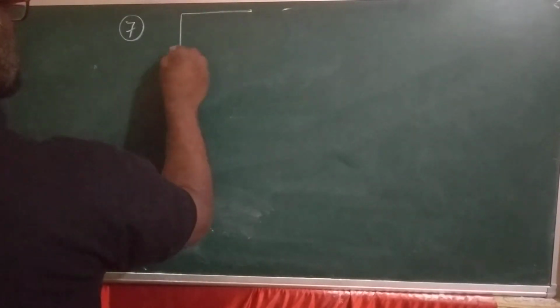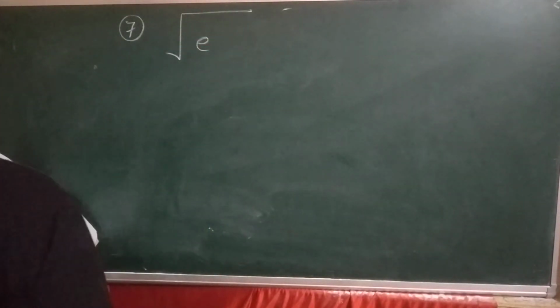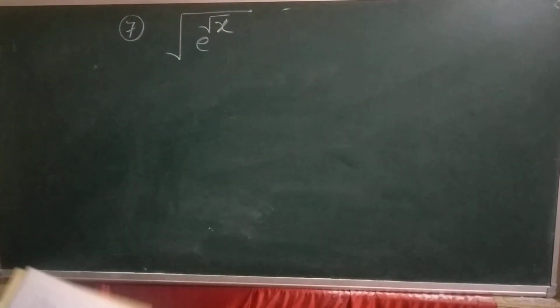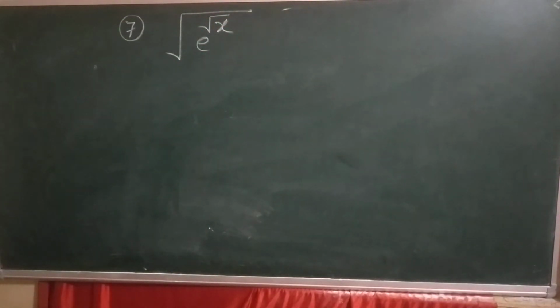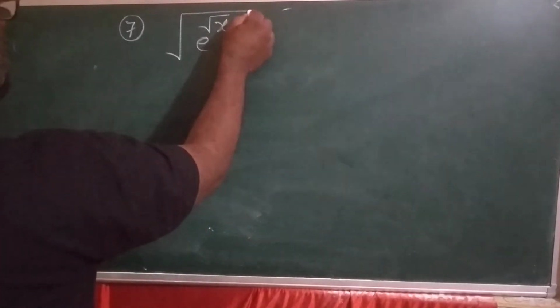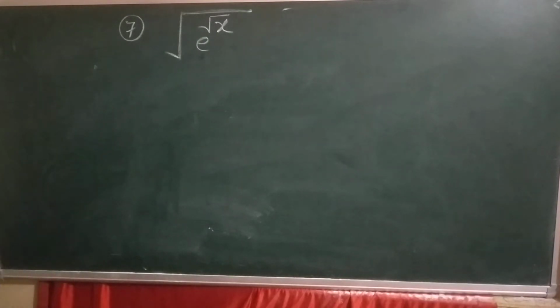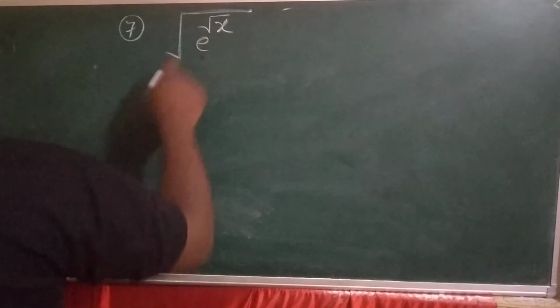The function is square root of e to the power root x. This is our function, root e to the power root x. Here we have 3 functions. The first one is for this whole root, the second one is for e to the power root x, and the third function is root x.